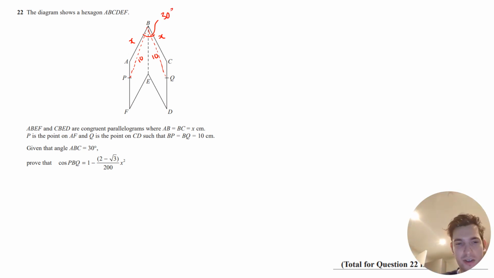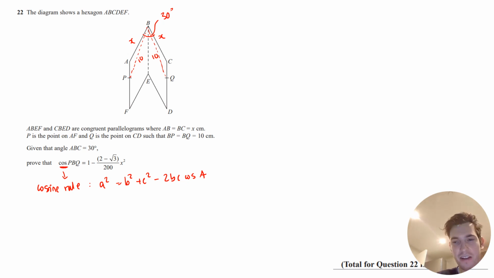Prove that cos PBQ equals 1 minus something x squared. Now that looks really, really horrible. But actually, I'm going to stop and think for a second. I see this thing cos here. And when I see cos, I'm immediately thinking of the cosine rule. I'm especially thinking that because I think I might be able to form some triangles here in the question. And I know that I use the cosine rule with triangles. So let's remind myself, what is the cosine rule? A squared equals B squared plus C squared minus 2BC cos A.